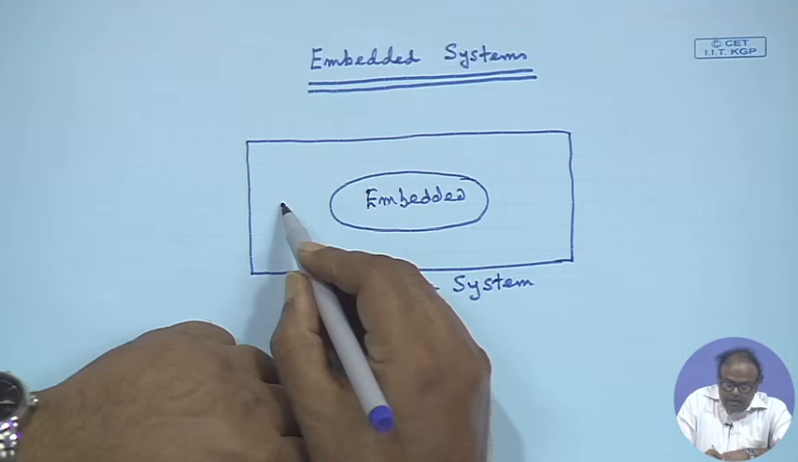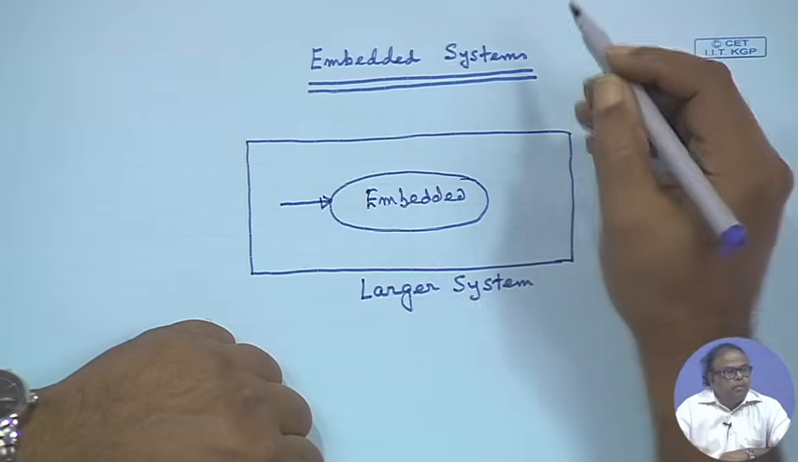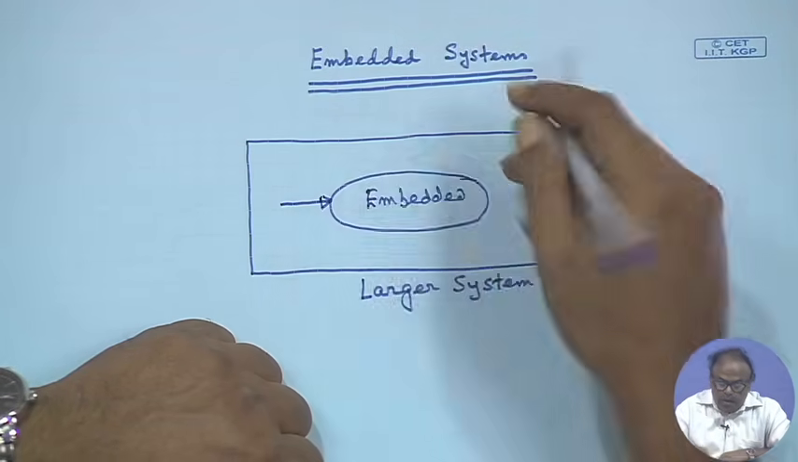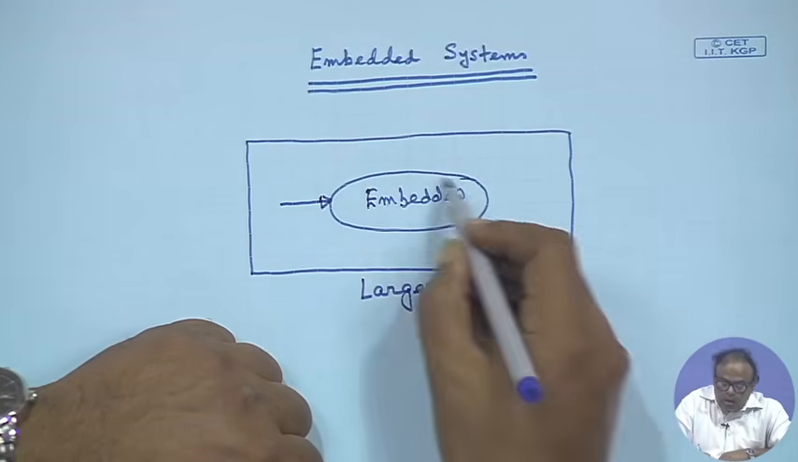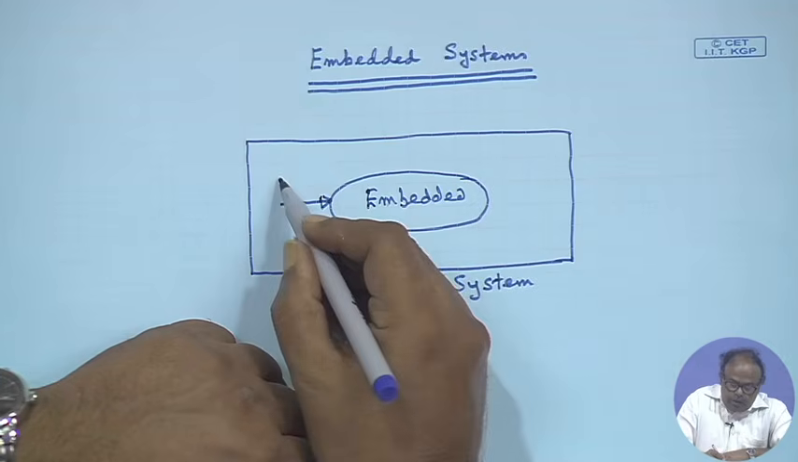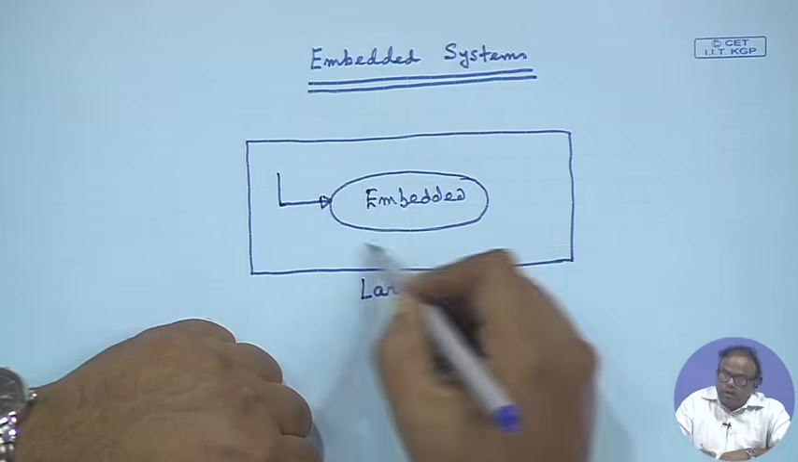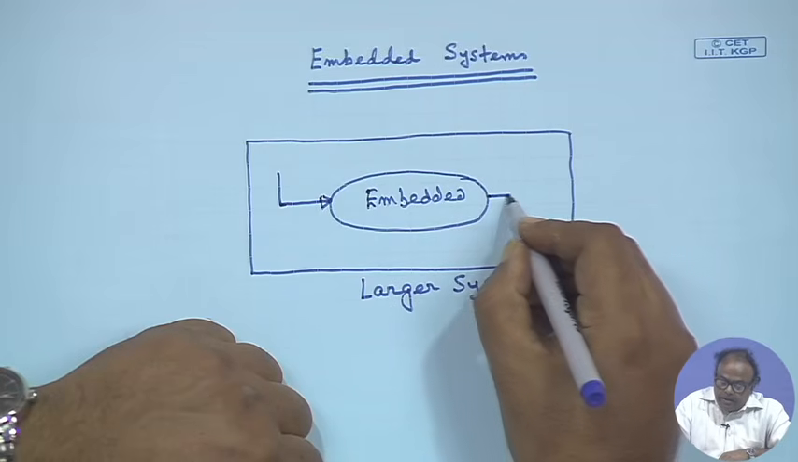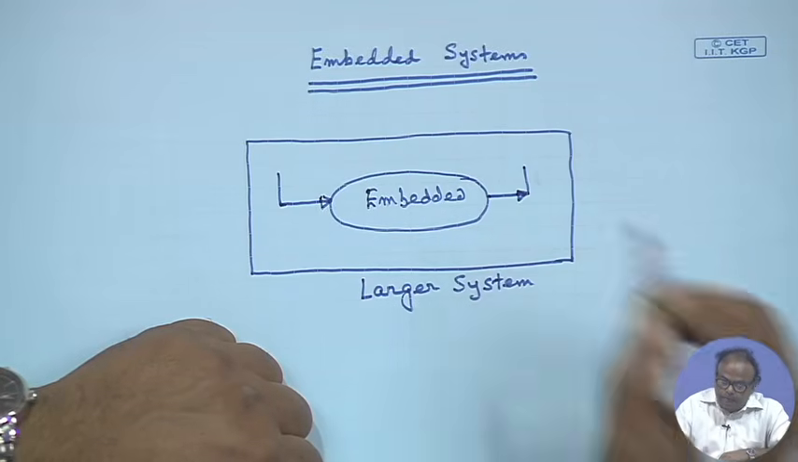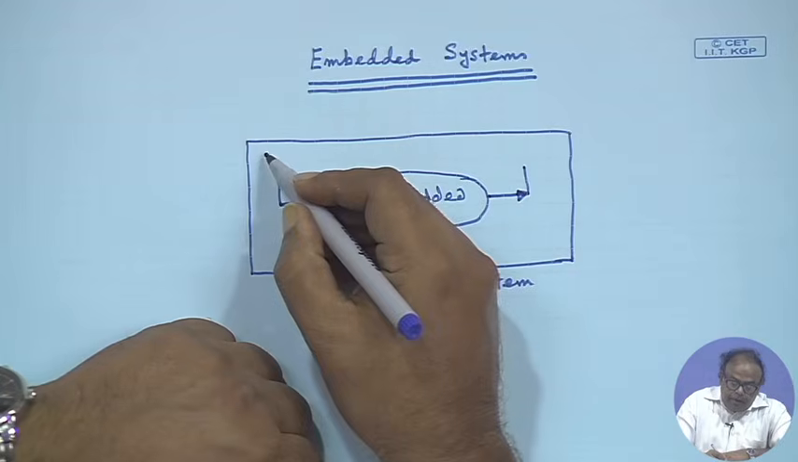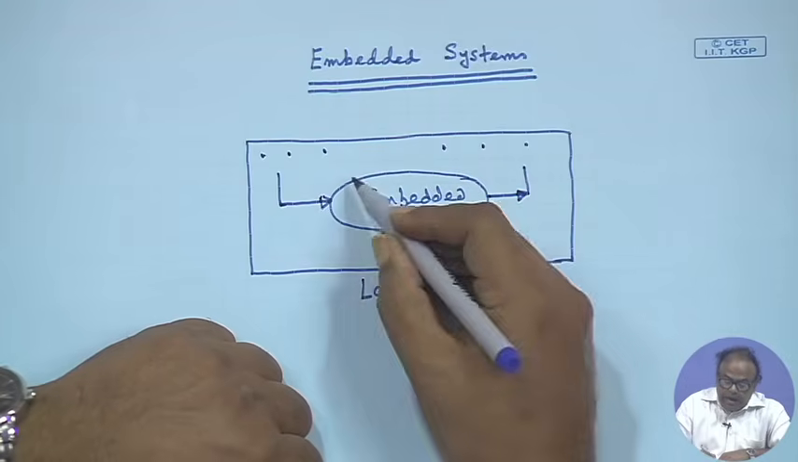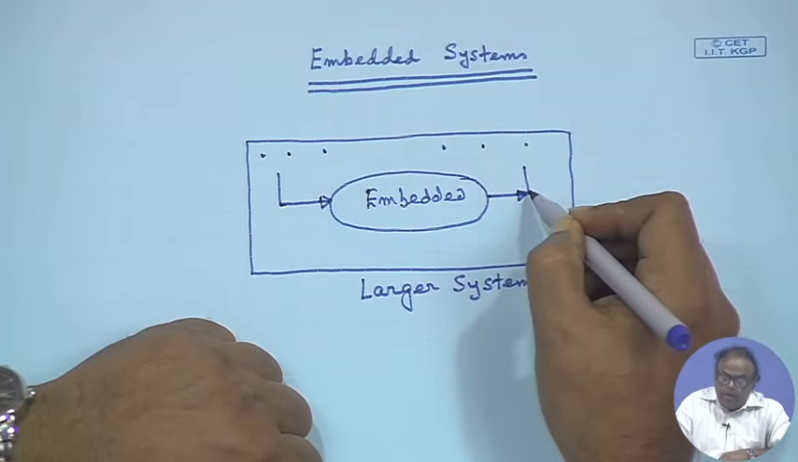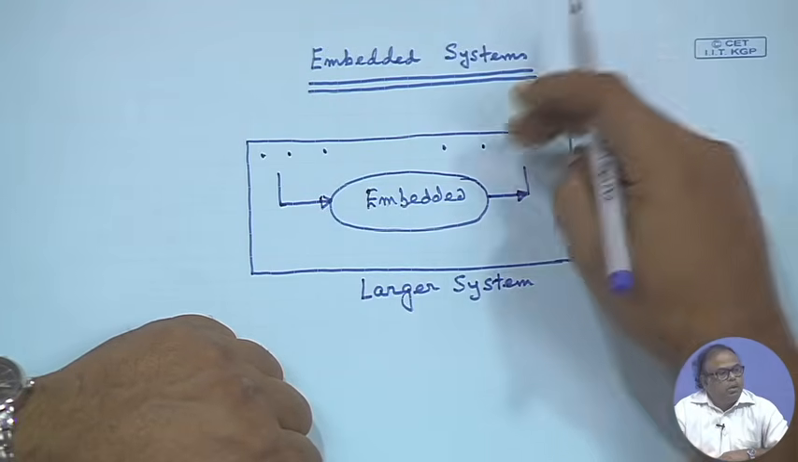So, this system actually takes inputs from the world, and by the world I mean this environment to be the world for this embedded system. So, it takes inputs from this world, processes the information, sends it back to the world. It can come from different points of this larger system, and after computation the responses can go to again different points of this system.